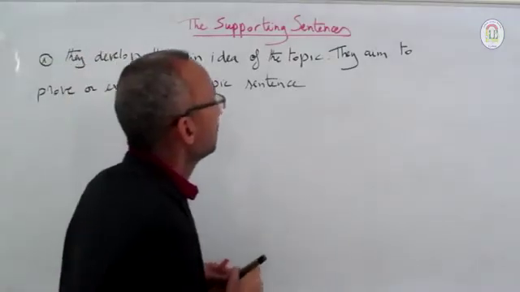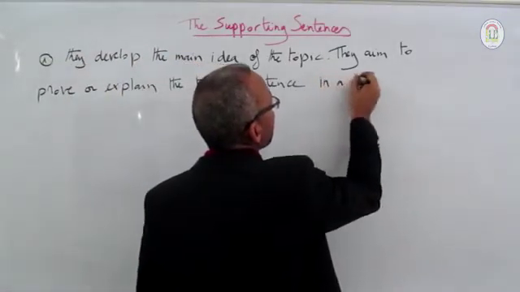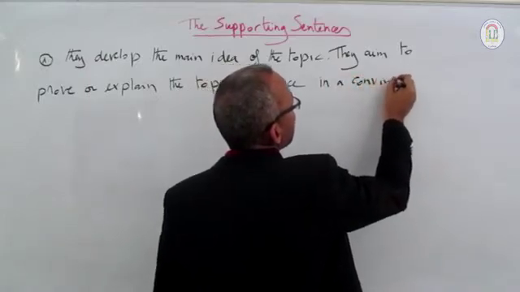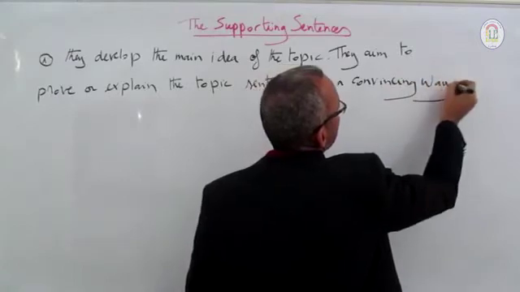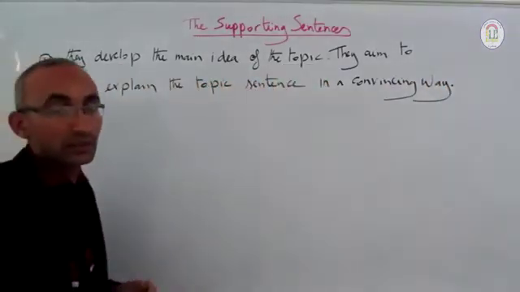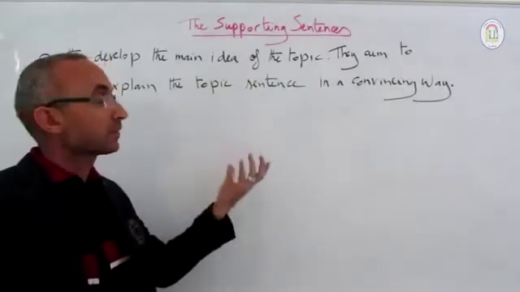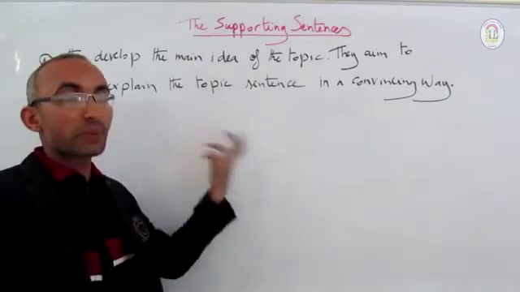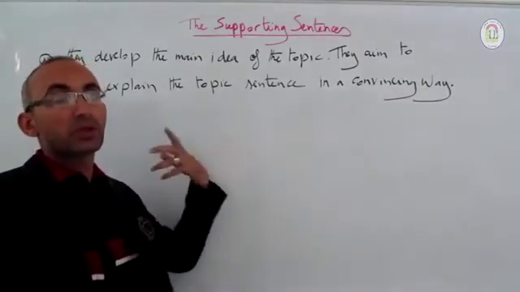Good. Sentence in a convincing way, because here the writer is meant to convince the reader of the idea he introduced in the topic sentence, which is usually his own opinion about the topic.